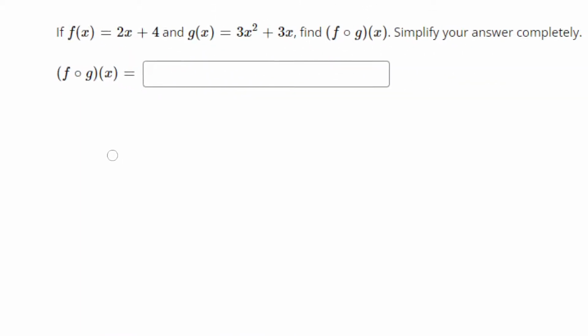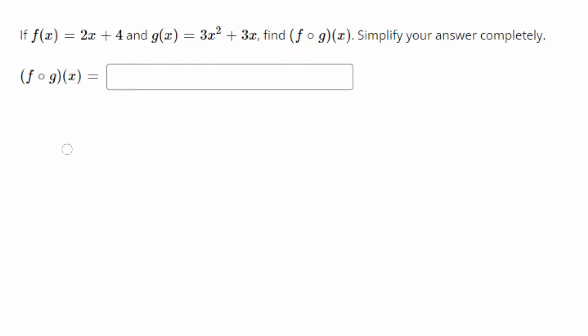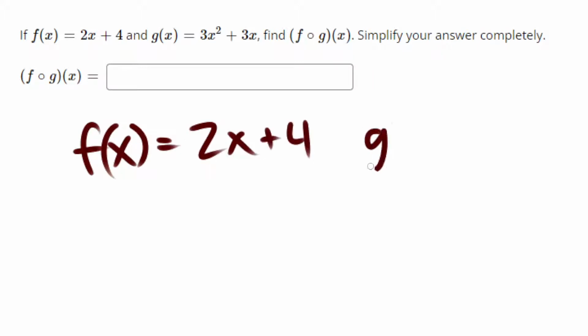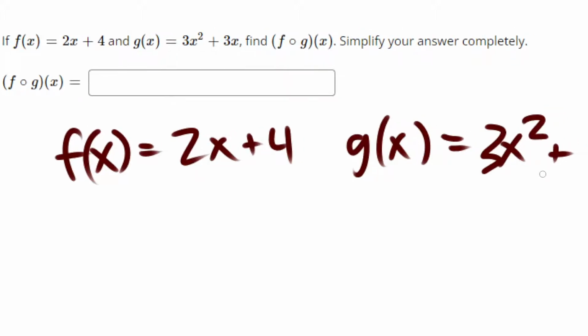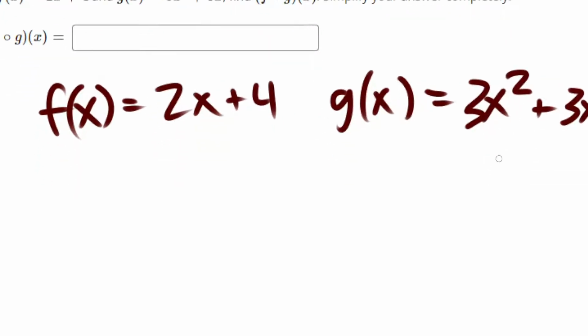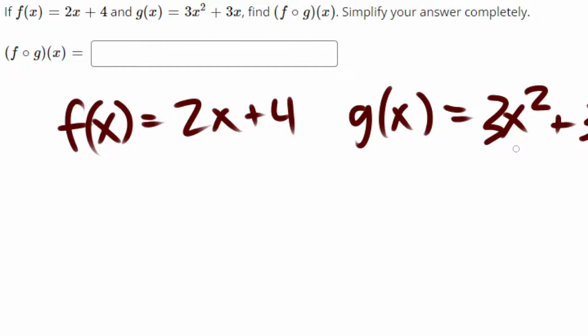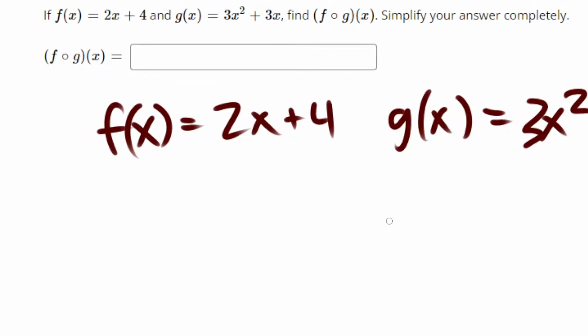So we have f of x equals 2x plus 4, and g of x equals 3x squared plus 3x. And we want to find f of g, and that's a way that you can say f of g or f composed of g, basically something like that.